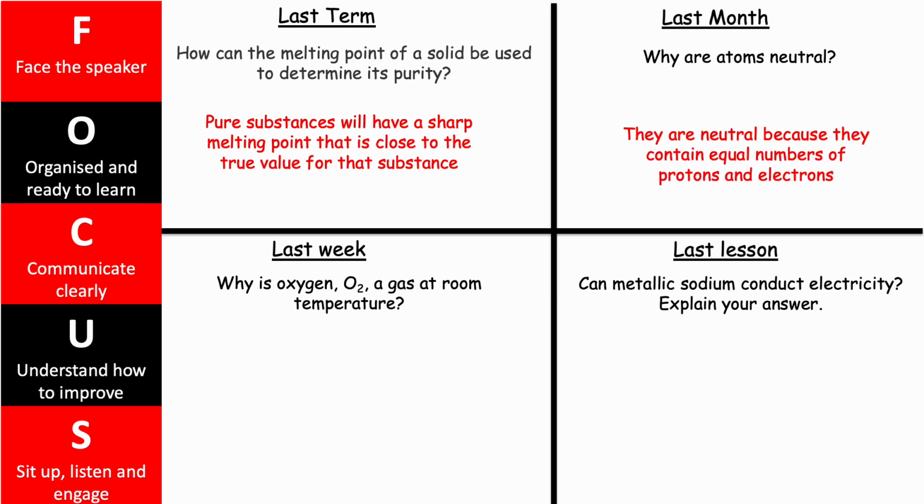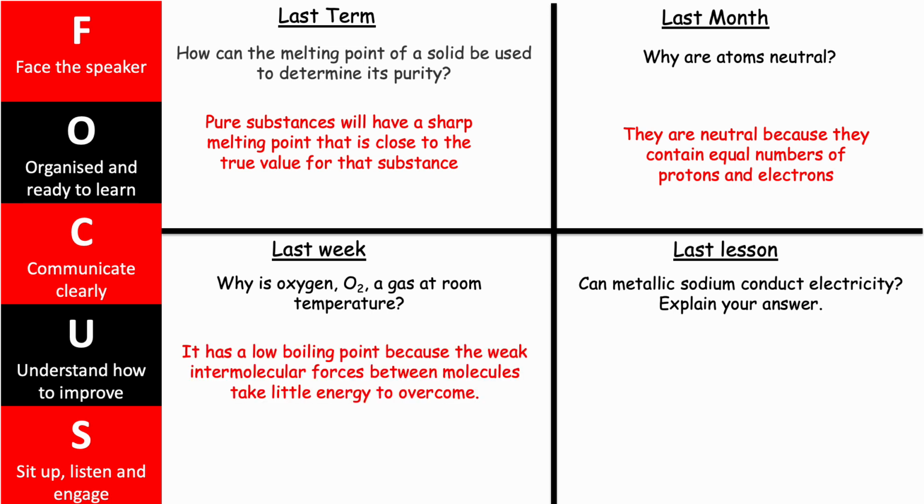Last week says, why is oxygen a gas at room temperature? If something is a gas at room temperature, that's because it has a low boiling point, so it's quite easy to turn it into a gas. So the question is really saying, why does oxygen have a low boiling point? Well, that's because oxygen, O2, is bonding between two non-metals, so it has simple molecular bonding, which means we've got weak intermolecular forces between the molecules which require a small amount of energy to overcome.